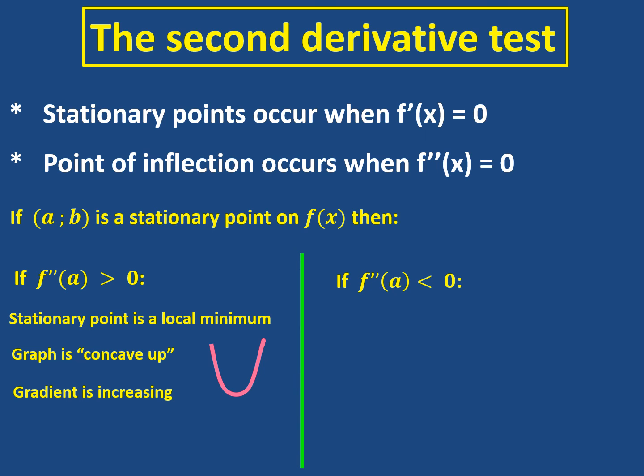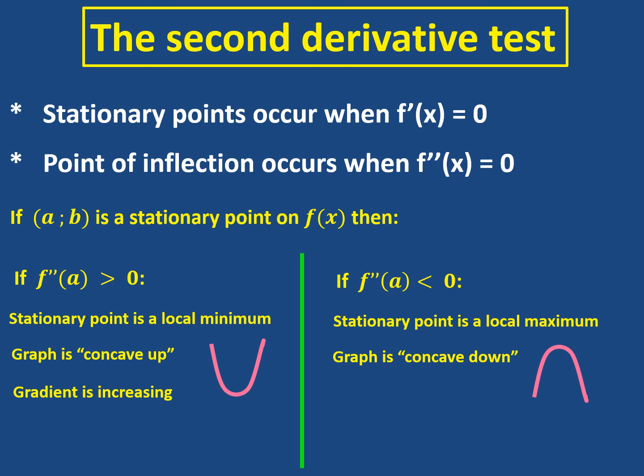On the other hand, if the second derivative of the x value of a stationary point is negative, that stationary point is a local maximum. In other words, the graph is concave down. All right, because if we look at the curve, if it's a local maximum, it's the highest point on the graph. So it will be a sad face or concave down. And then if we look at the gradients of that curve, they start out as positive gradients. Then through the turning point, they change to negative gradients. So the gradient is decreasing through that portion of the curve.